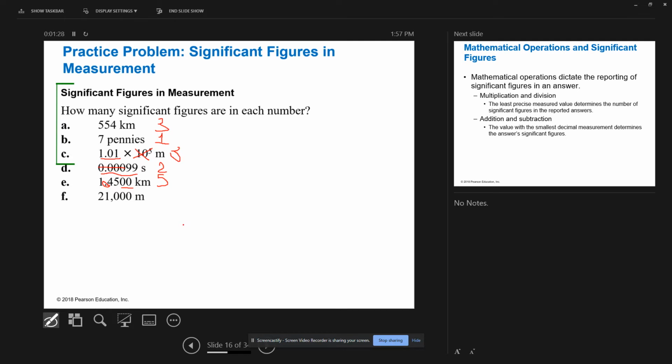significant figures. Here, 21,000, I do have three trailing zeros, but there's no decimal. And because there's no decimal, those trailing zeros do not count. So I have two significant figures.